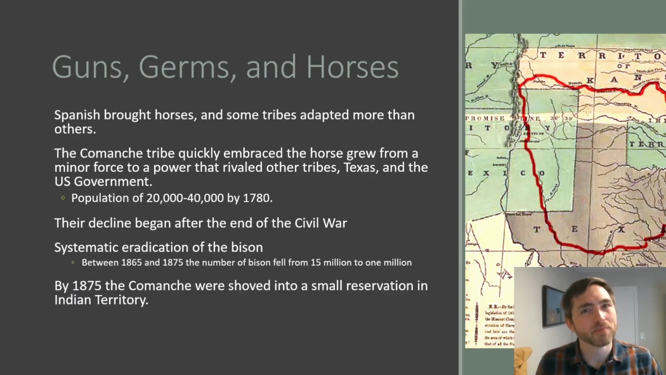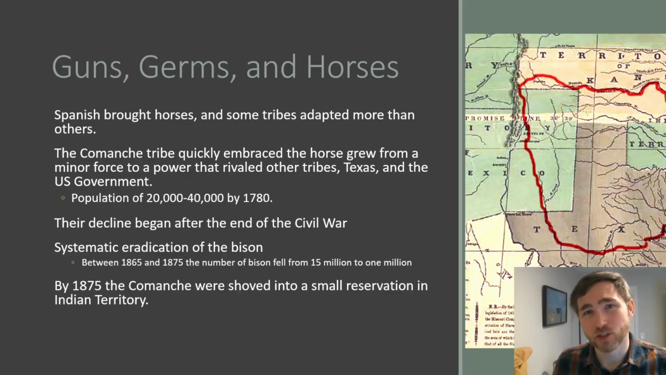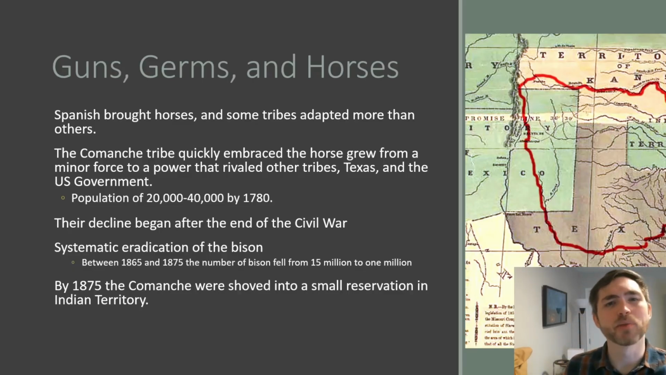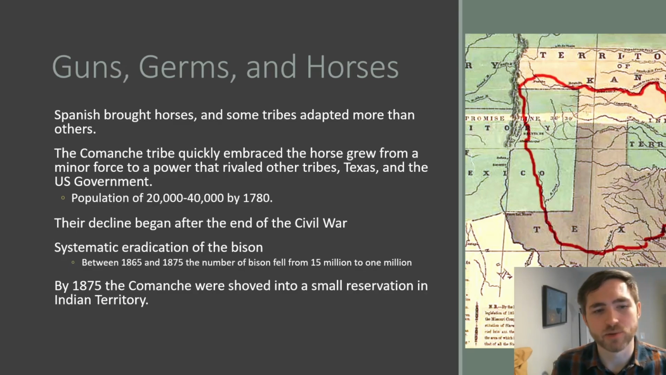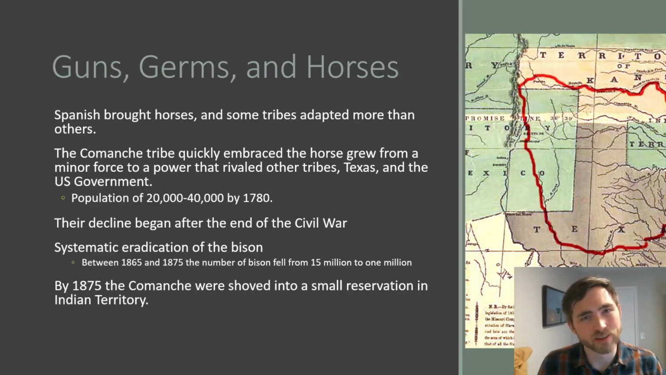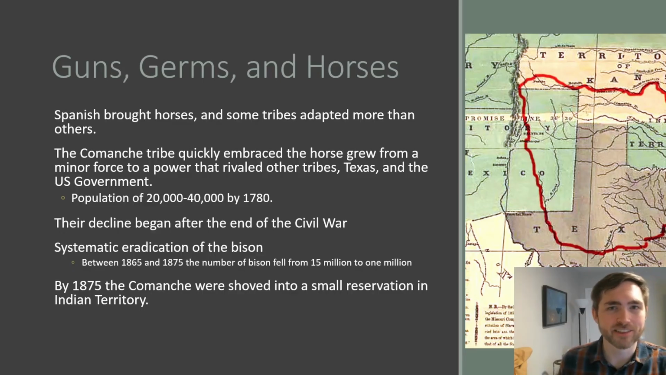Initially, the Comanche were a really minor tribe. They were small, they were largely pushed around by tribes like the Apache, which were much more powerful. But when the Spanish turned up and brought with them horses, the Comanche embraced them far more than any other tribe. They quickly saw both its military and its economic value. And by 1780, they had grown to be the largest tribe in the Great Plains region, with a population of between 20 and 40,000. They didn't really start to decline until the end of the Civil War, because with that over, the gaze of Texas went westward, and there was a concerted effort to rid the land of them.